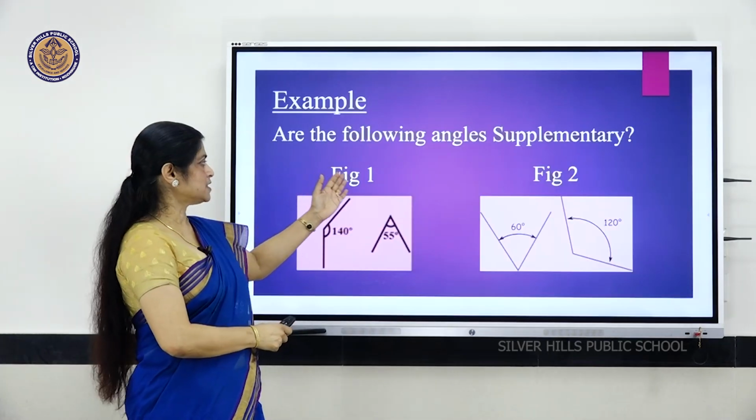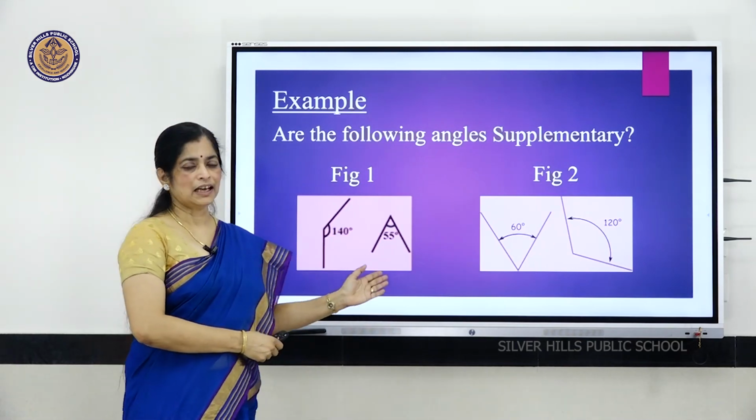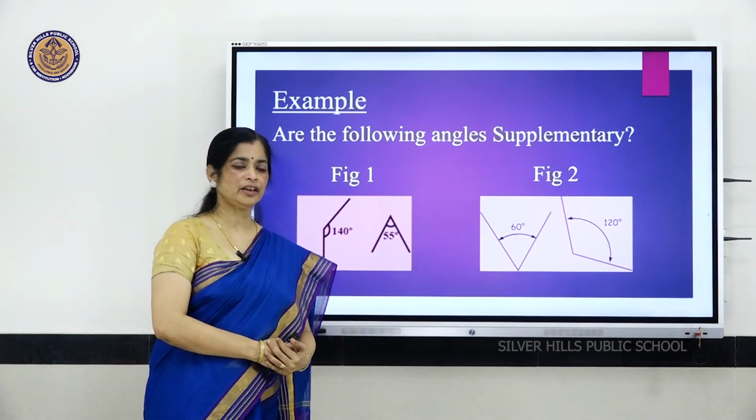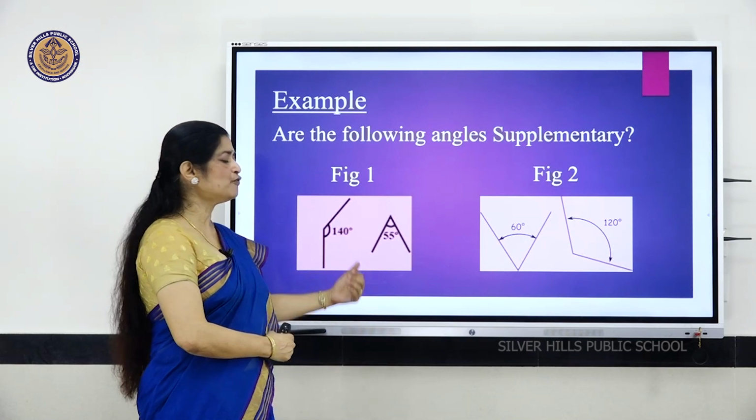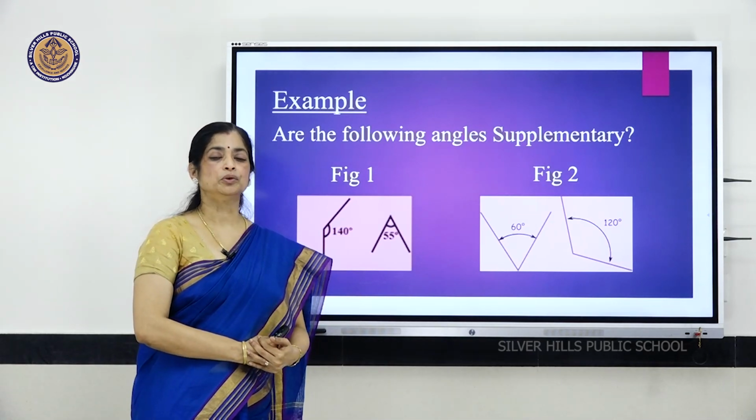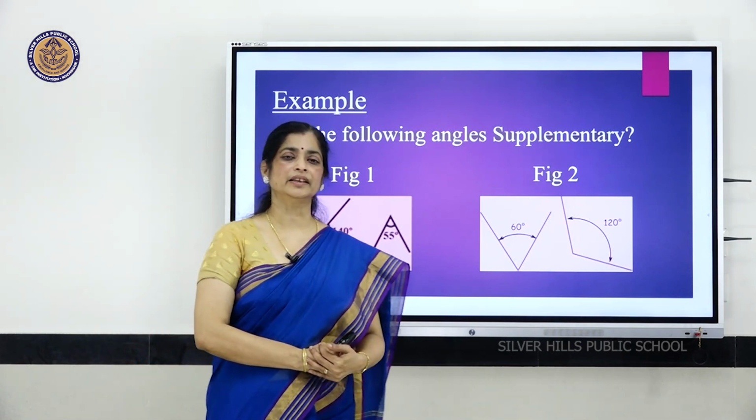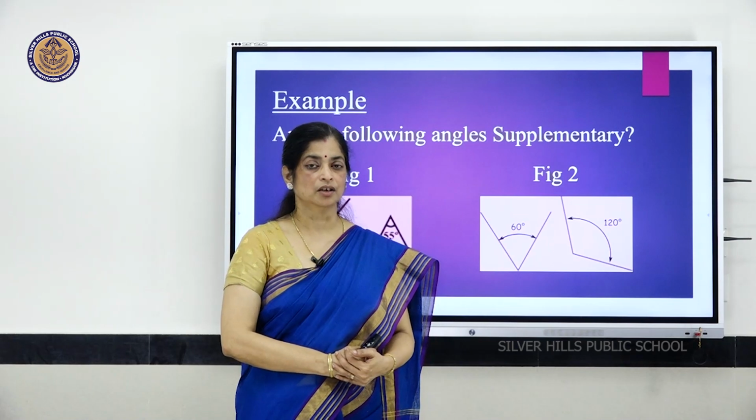Let us see an example for supplementary angles. Figure 1 has got two angles. One measures 140 degree, the other one measures 55 degree. When you add 140 plus 55, you get 195. This is not equal to 180. So, we cannot call them supplementary angles.